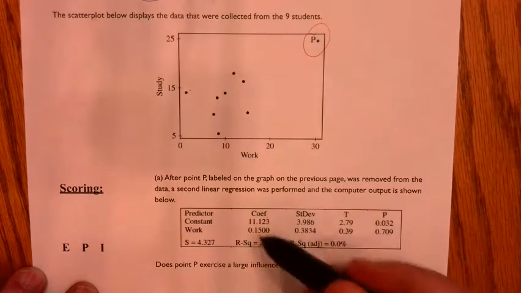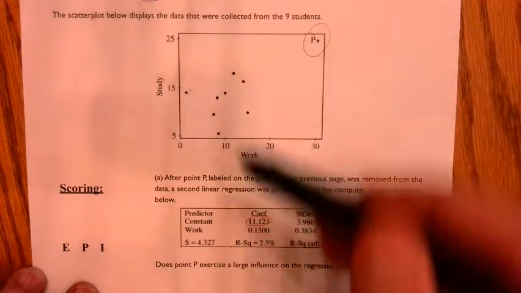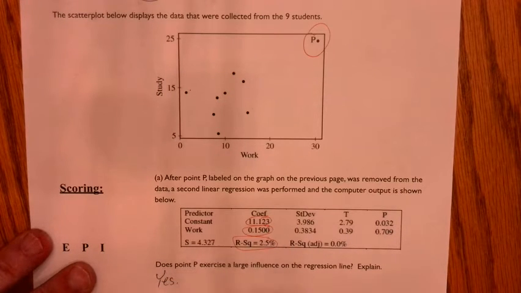Look, the y-intercept changed. The slope went from 0.49 to 0.15. It changed, and the R squared value went from 47.6 to 2.5. Yeah, that made a huge change. So the answer is yes. And how do you know? I would say everything.